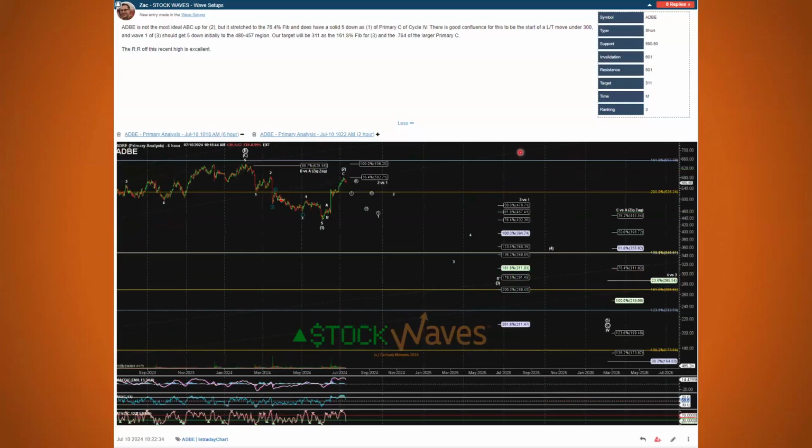Having short setups has also been a great balance in stock waves, and Adobe here presented itself as a great short opportunity as the intermediate parentheses 1-2 start to a larger primary degree C wave down in a cycle degree wave 4 back in July.